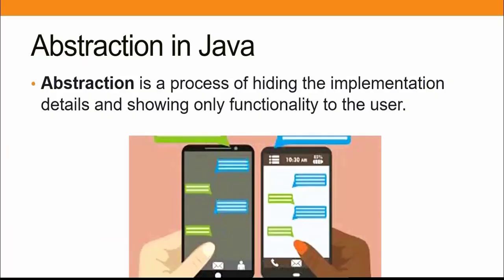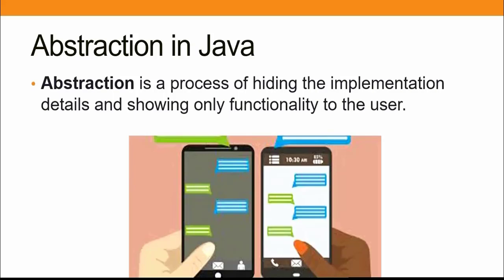Let us learn about abstraction in Java. Abstraction is one of the object oriented concepts as we have discussed in the first session. So what is abstraction? Abstraction is a process of hiding the implementation details and showing only functionality to the user. I hope that it's a bit confusing to understand, so let me give you a simple example for you to understand what I mean.